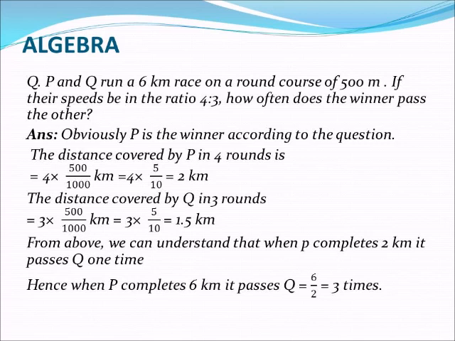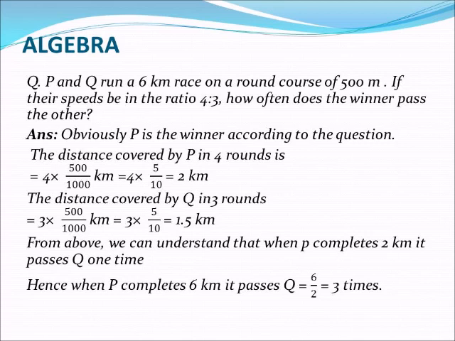Here, when P covers 2 kilometer, it passes Q one time. That can be understood from the 2 kilometer and 1.5 kilometer. When P reaches 2 kilometer, it passes Q at 1.5 kilometer.